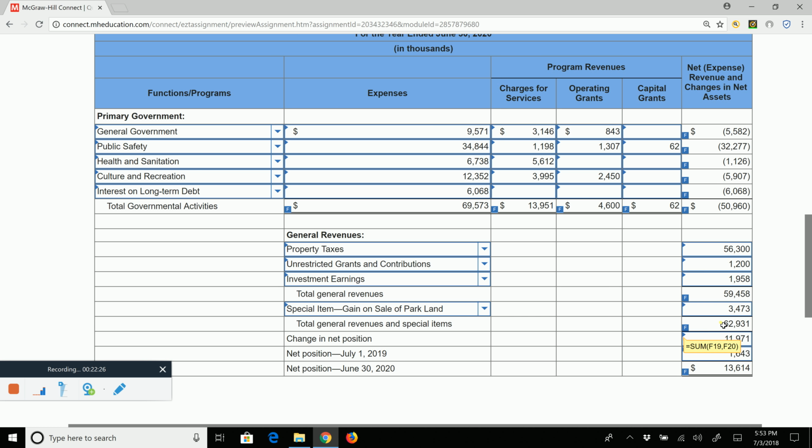$62,931,000. What we're going to do is take that number and subtract it from the net expense of $50,960,000. You'll get this $11,971,000. That is the change in net position. If this was a for-profit company, we would call this number net income. All right, but it's not a for-profit company, it's a government, so we call it change in net position. We will take that change in net position, add it to the beginning net position, and we get the ending net position for the year, $13,614,000. This number that I'm circling will agree with the net position on the government-wide balance sheet.